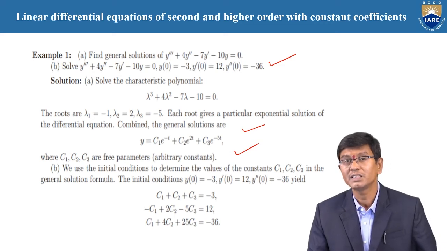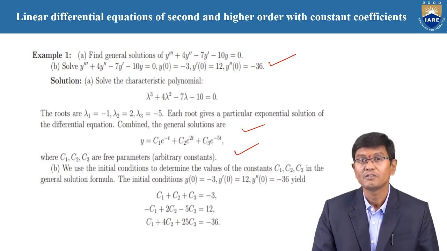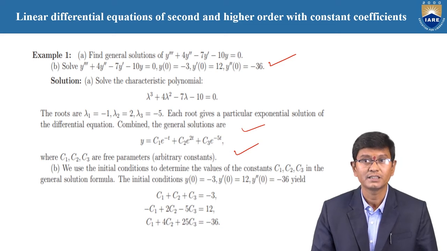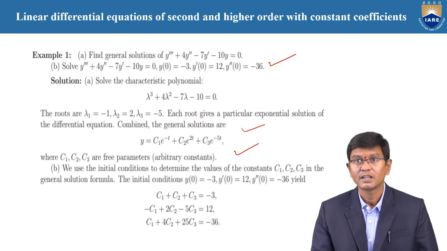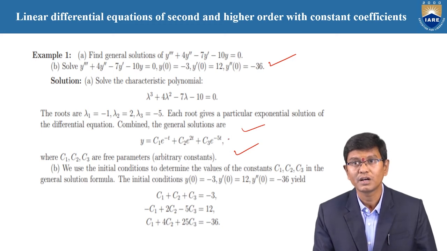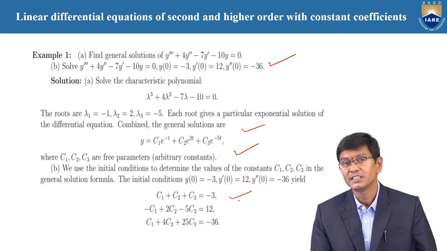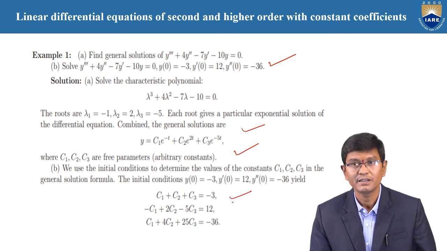Therefore, using the initial conditions given here, y of 0 is equal to minus 3, y dash of 0 is equal to 12, y double dash of 0 is equal to minus 36. That means in the solution we need to replace t is equal to 0 and y is equal to minus 3. Then we clearly obtain c1 plus c2 plus c3 is equal to minus 3.